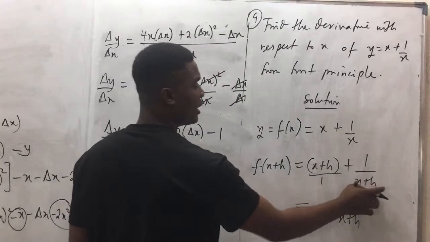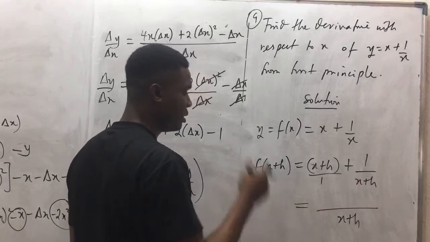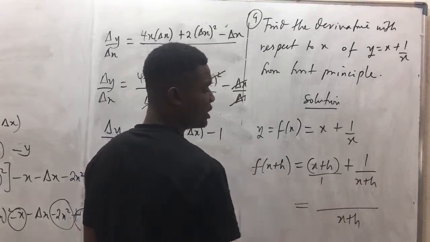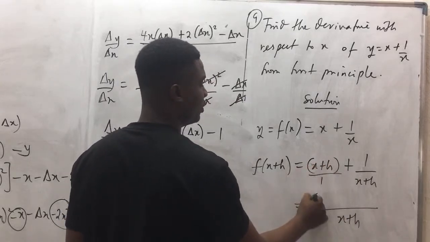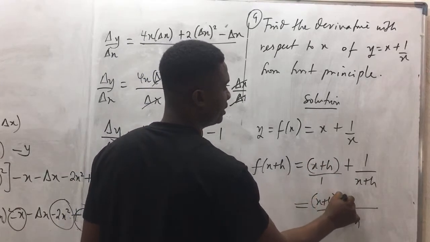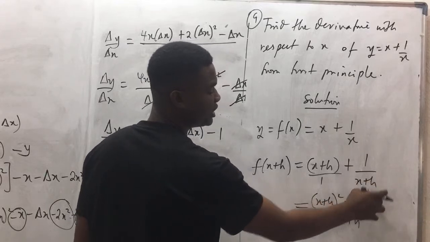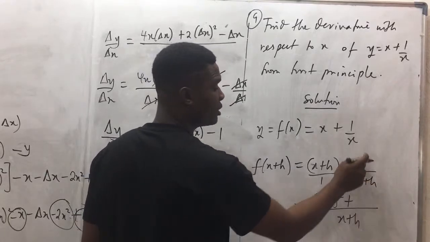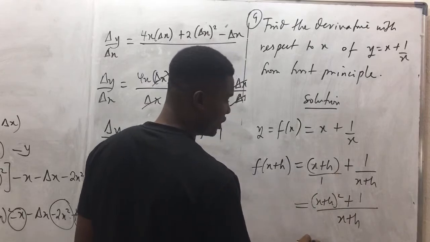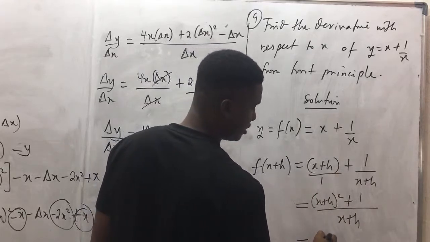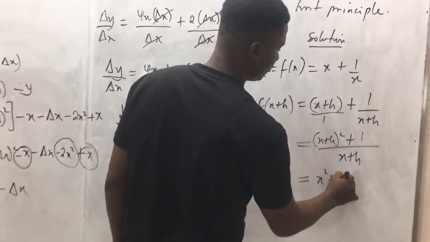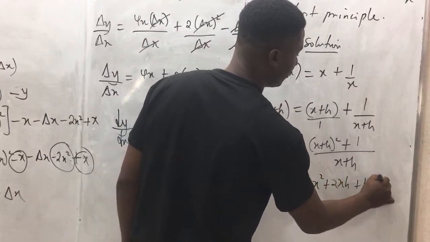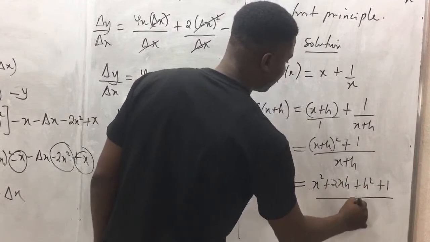So the LCM of 1 and x plus h is x plus h, obviously. So 1 in x plus h will give you x plus h. So you end up having x plus h times this, giving you x plus h all squared, plus x plus h into x plus h is 1. 1 times 1 gives you 1. So this will give you x squared plus 2xh plus h squared plus 1 all over x plus h.